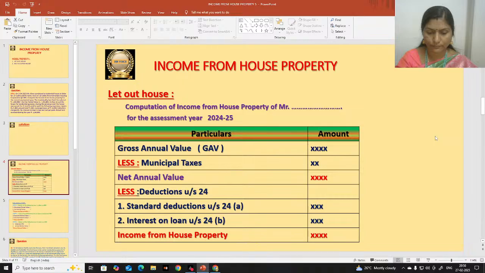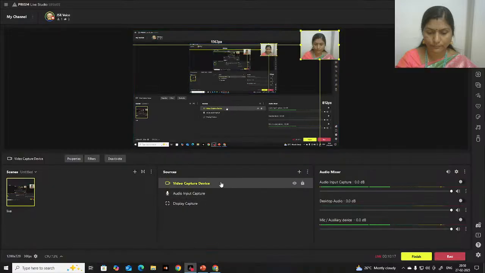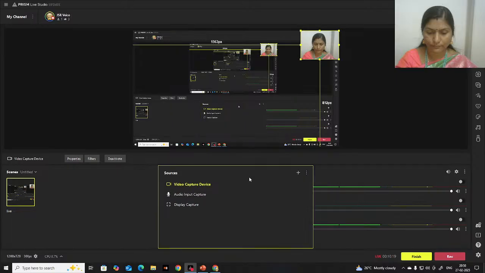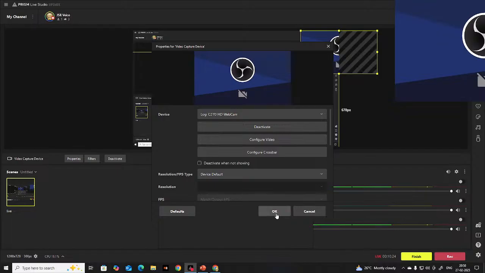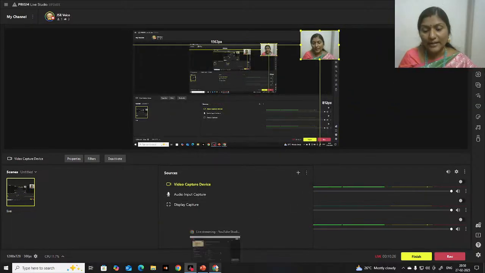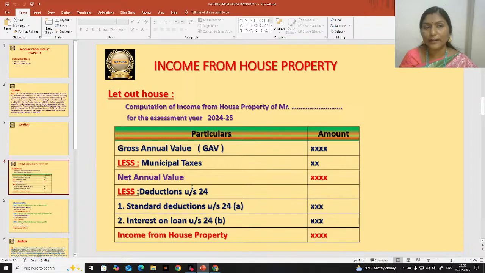And here, gross annual value, short form GAV, and we are going to deduct municipal taxes from that. Gross annual value should always be calculated. Whenever we calculate gross annual value, we should follow 3 steps. So we should follow 3 steps for the calculation of gross annual value. Then we deduct the municipal taxes from that, and whenever we deduct municipal taxes, we get the net annual value.